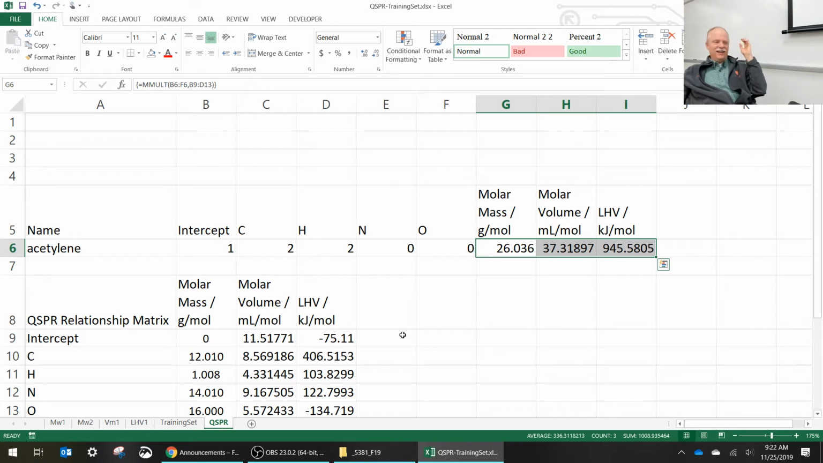Molar volume's a little off. Yeah, it could be. It's kind of weird too. It's a gas, so I don't know exactly.